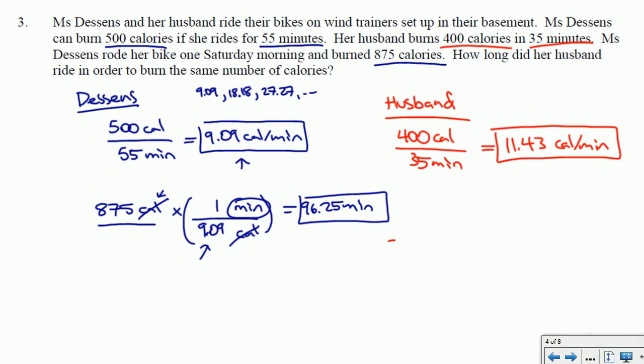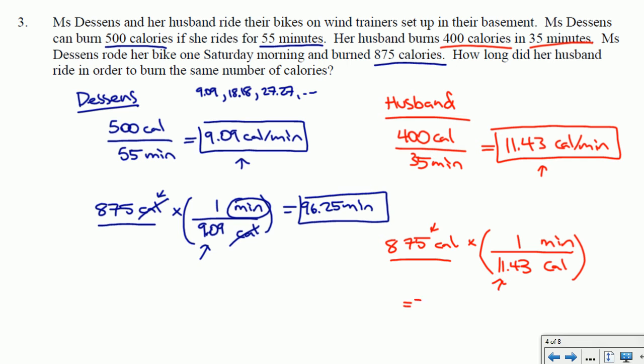So calories cancel, and we're left with minutes. And now for her husband, he needs to burn 875 calories, and he burns 11.43 calories per minute. So in order to figure out how many minutes he was cycling for, we just basically need to divide 875 by 11.43. And we can set the division up the same way we did with Miss Dessens. So we need to have minutes left over, calories needs to cancel. He burns 11.43 calories per 1 minute. So when you divide 875 by 11.43, you get 76.56 minutes.